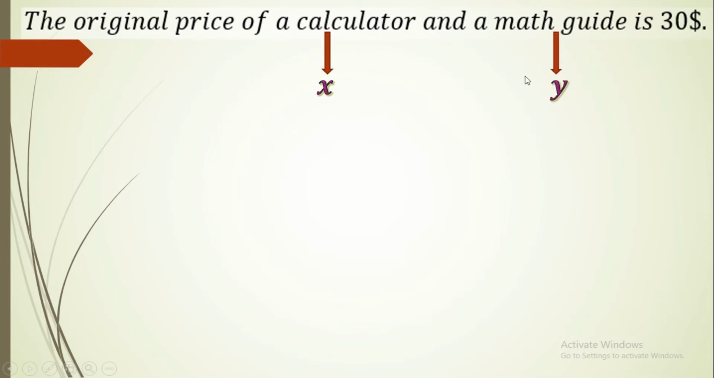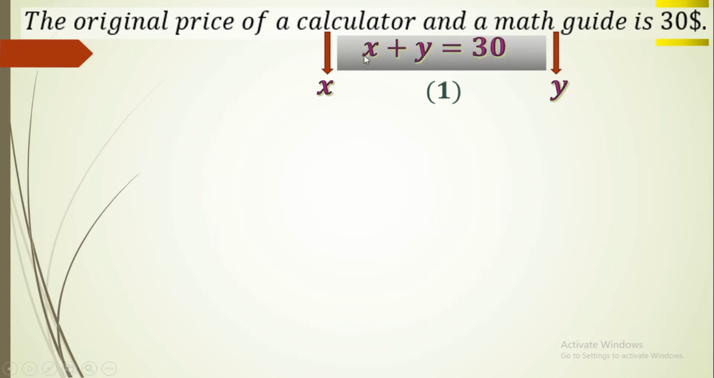Well, if we read this given again, the original price of a calculator and a math guide is $30. So x and y will give us together $30. Here we can model the first equation of the system, which gives us x plus y equals 30. If you note, it's the same equation 1 in the system that we solved in part A and in the system that they are asking us about in part B.